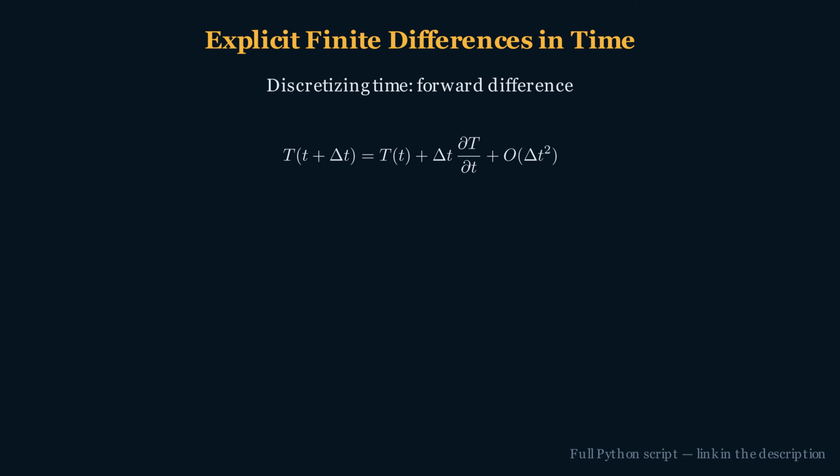Just like episode 1's central difference, we start from a Taylor expansion, but this time we only need the simplest version, truncated after the first derivative. Rearranged, this is the forward difference: the new temperature at node i, minus the current one, over the time step. It's first-order accurate, half as good as the central difference, but for time stepping, that's the standard trade-off for simplicity.